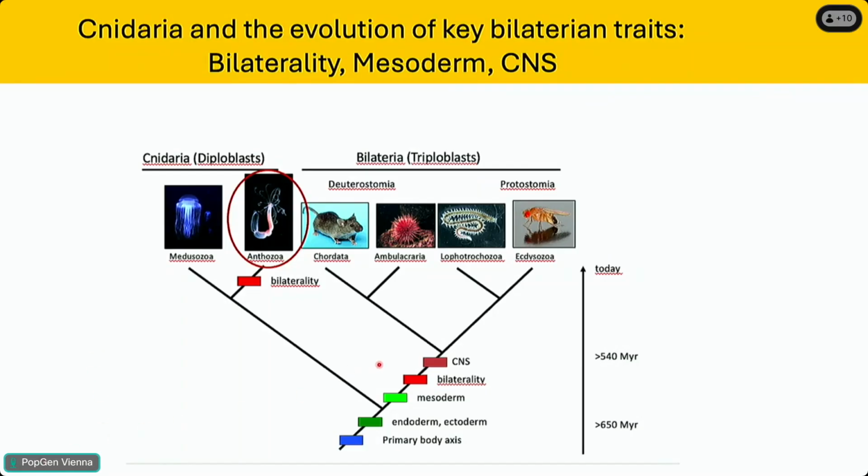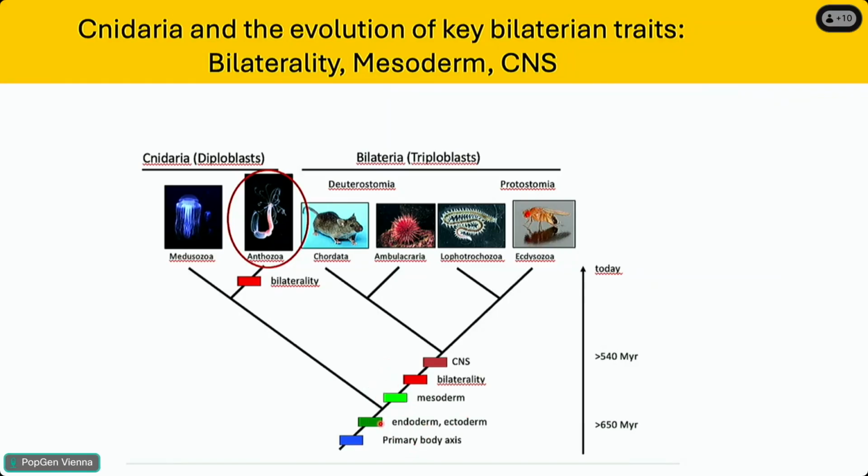which, as I listed here, include the central nervous system, which most of these bilaterian phyla have. They have 2 body axes, so the bilaterality, and they have 3 germ layers, while, as I said before, cnidarians consist of only 2 cell layers, which have been termed endoderm and ectoderm. So for a long time, it was thought that the mesoderm evolved after the split, after the cnidarians split off.